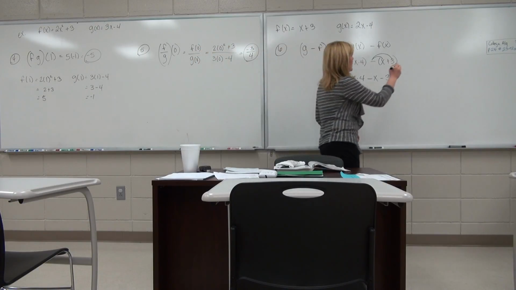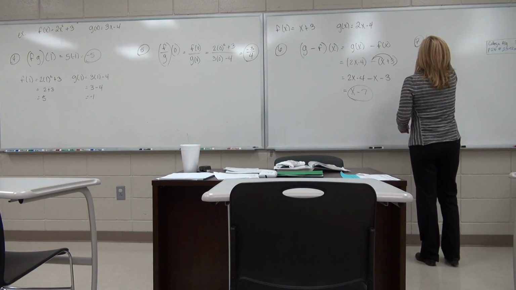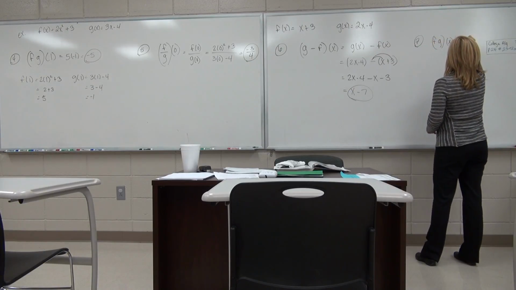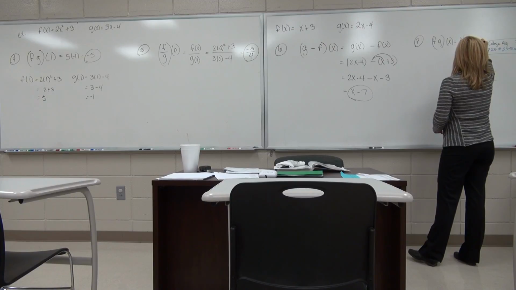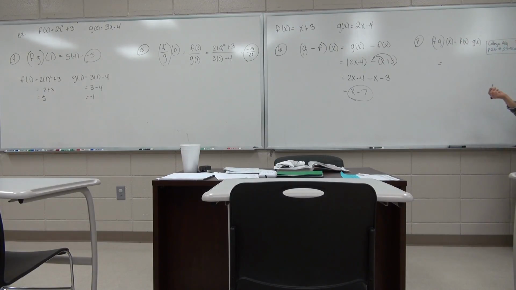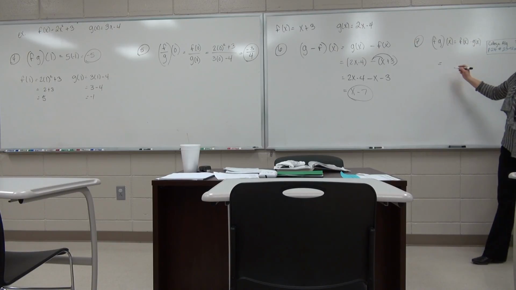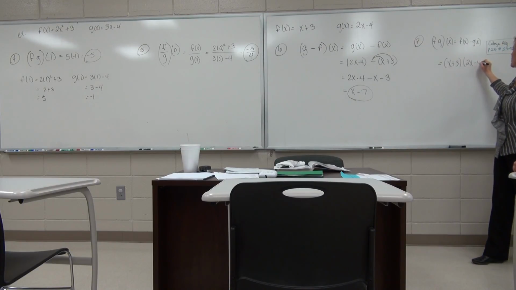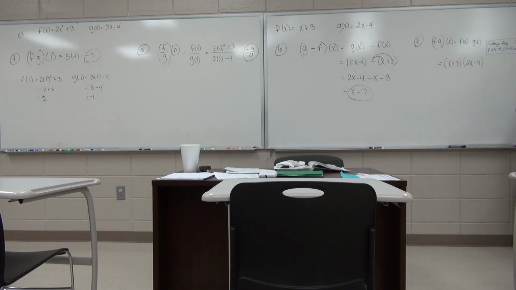Let me see how good you can do on this one. Let's say if I want to do f times g of x. So we need to say f of x times g of x. What do you think I'm going to do here? Multiply them, which means you're going to have to do what when you say x plus 3 times 2x minus 4? Distribute. You're going to do FOIL, right? A binomial times a binomial.